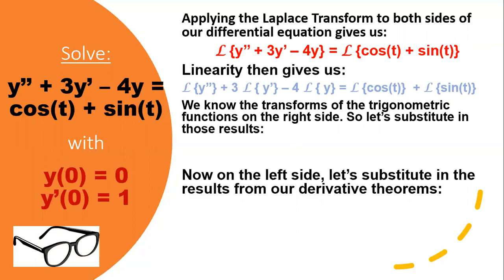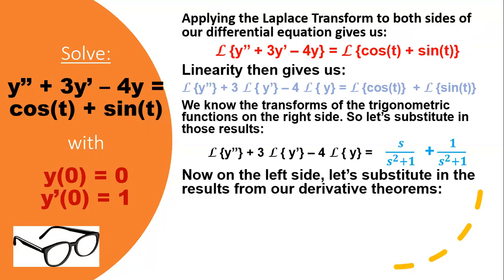As we look at that equation there, we see that we can make substitutions for all of those transforms. Now, first, on the right-hand side, let's use what we know about the transforms of the trigonometric functions. We remember that the transform of the cosine of t is s over s squared plus 1, and the transform of the sine of t is 1 over s squared plus 1. We substitute those in on the right-hand side.